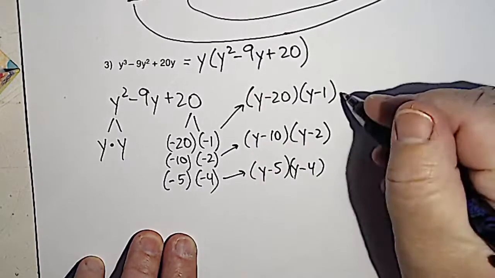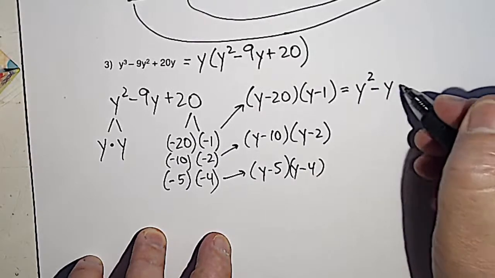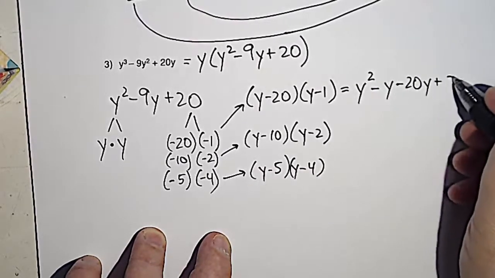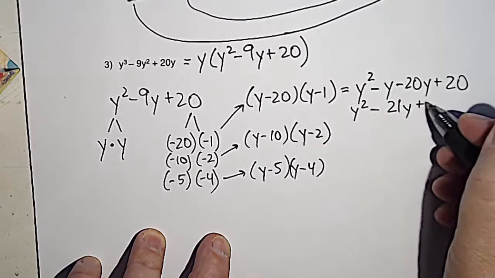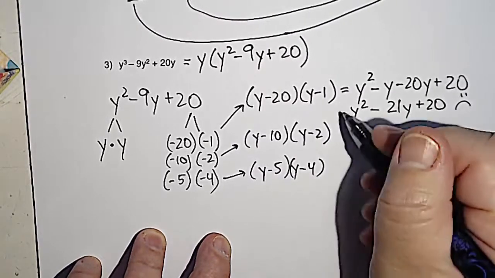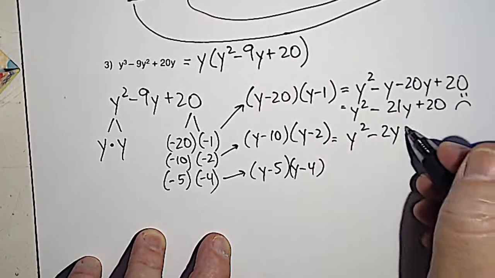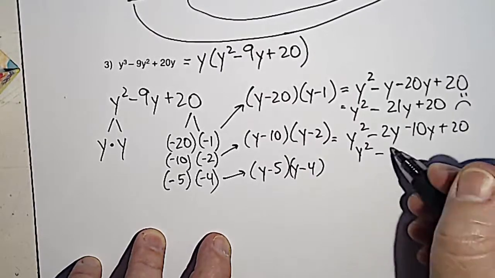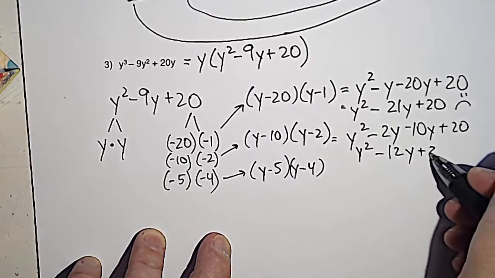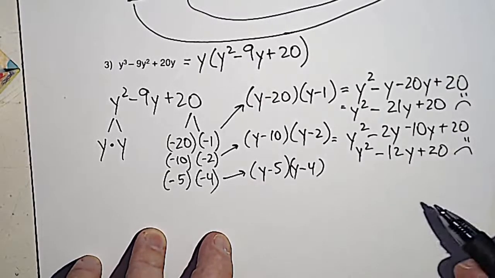You know what? I'm going to try the other ones just for the heck of it, just to show you. Y squared minus y minus 20y plus 20. This ends up being y squared minus 21y plus 20. That's not what we're looking for. This guy is y squared minus 2y minus 10y plus 20. Okay, that's y squared minus 12y plus 20. Also not what we're looking for, but it could be, right? There are other ones that could be these.